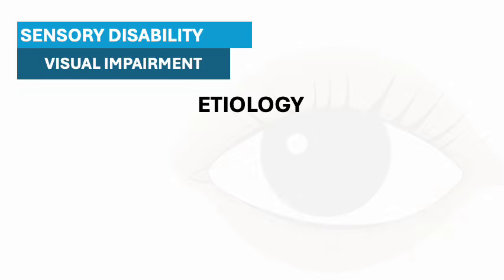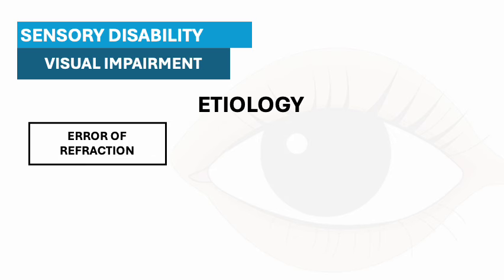Visual impairments can happen for several reasons. One common cause is errors of refraction, where the eye doesn't bend light properly. This includes hyperopia or farsightedness, which makes near objects blurry, myopia or nearsightedness, making distant objects blurry, and astigmatism, when the cornea or lens is irregularly shaped, causing distorted vision.